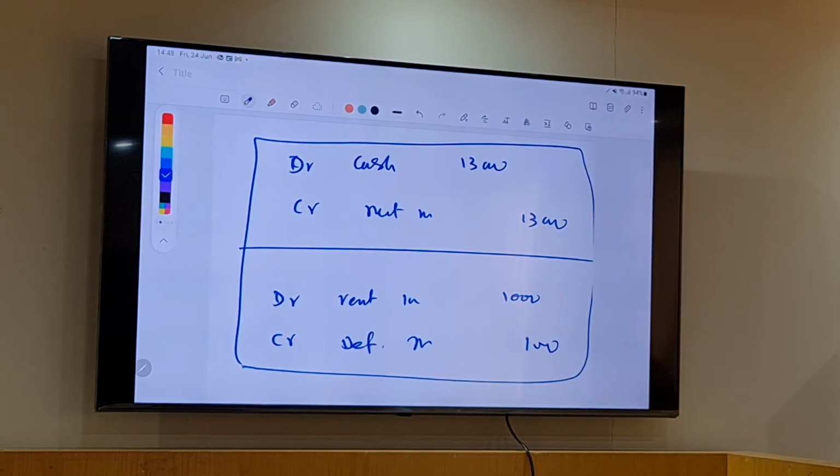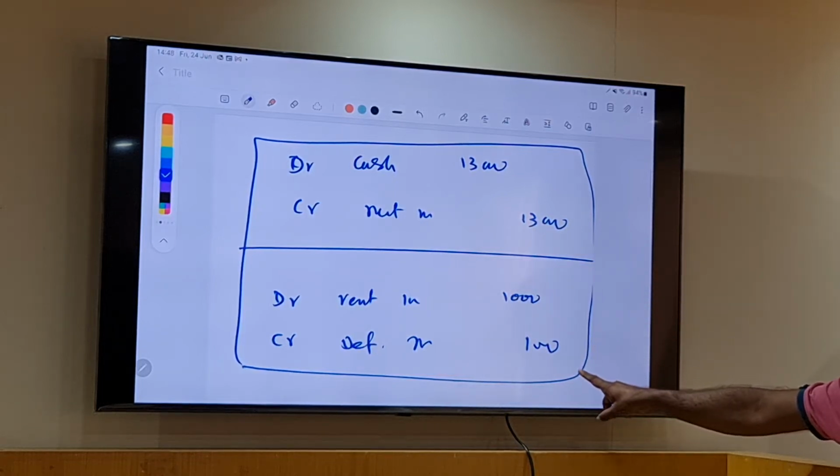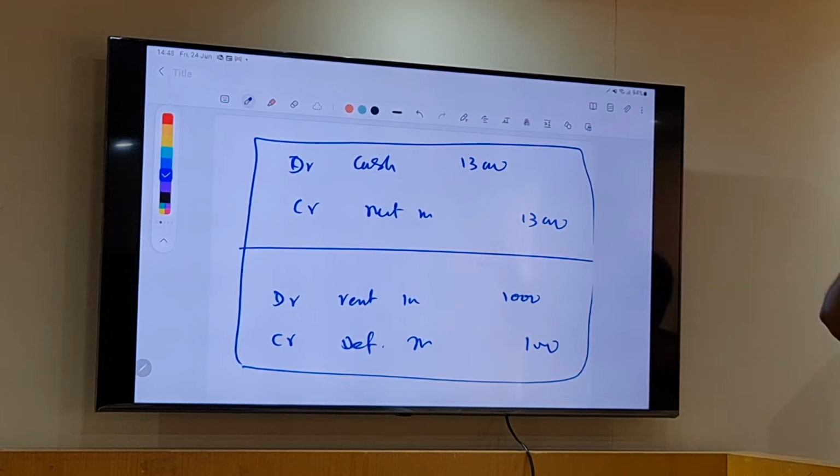Exactly. Sir, one more thing. Now, this deferred and prepayment, what is the difference? The entries are the same. Deferred is in the books of the landlord. Prepayment is in the books of the tenant. If you do the same accounting in the books of the tenant, it is expense instead of income.